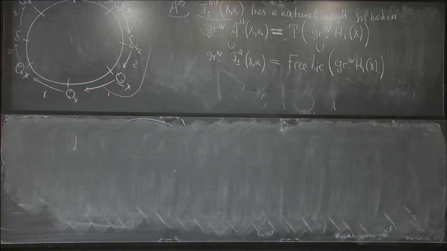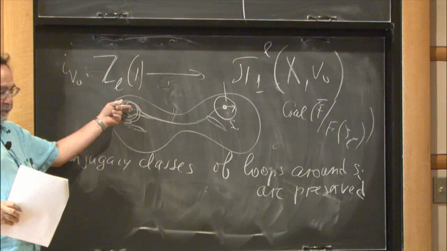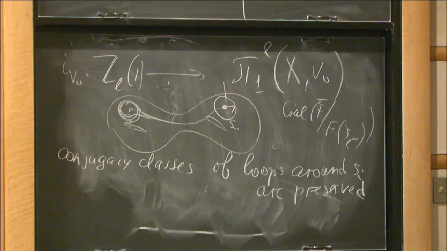The conjugacy classes of loops around S_i are preserved. Okay? So that's the key point. Because of the existing tangential base point at any tangential point, not the loops themselves, but their conjugacy classes are preserved, because the Galois group maybe moves this path to somewhere else, but the conjugacy class is preserved. Therefore, we come to the following definition.